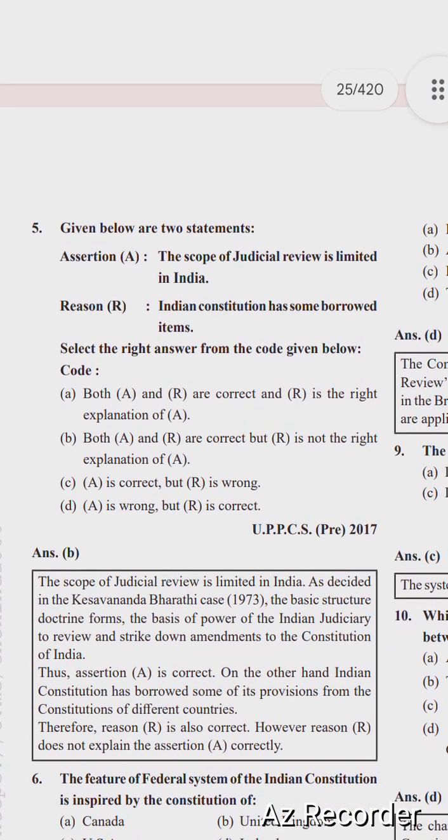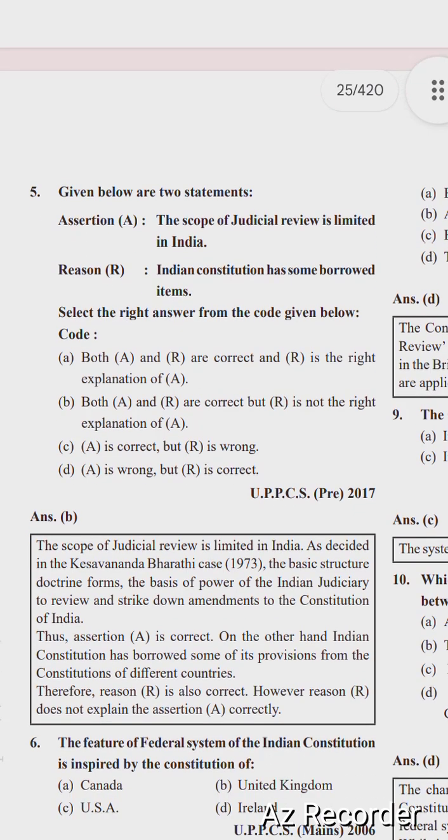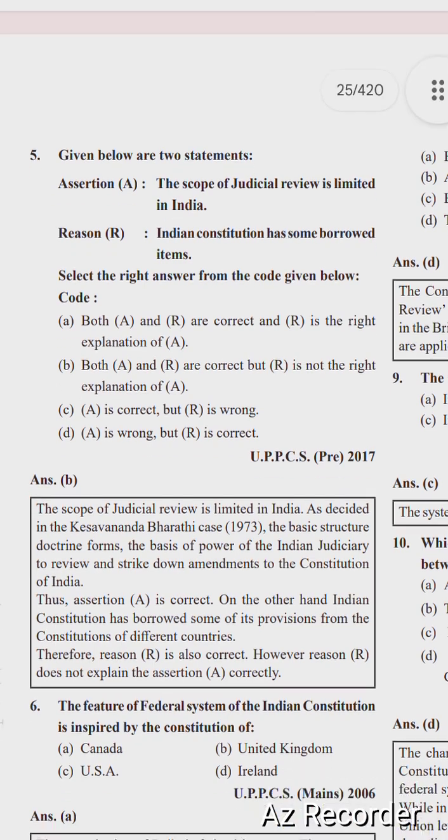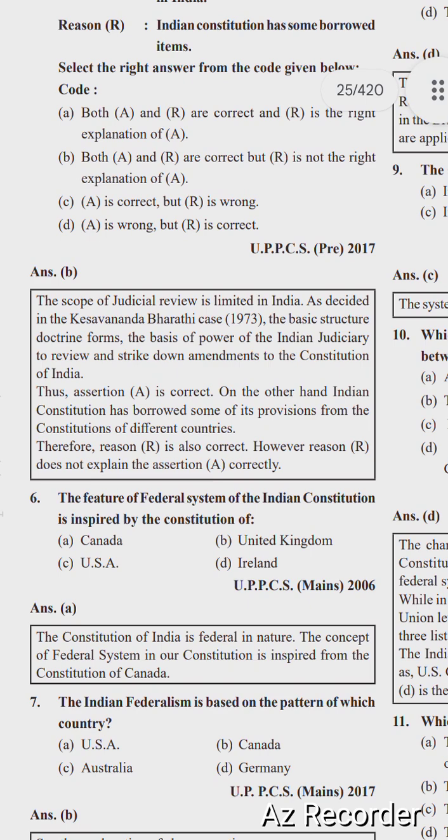Next question: given below are two statements, Assertion and Reason. Assertion: the scope of judicial review is limited in India. Reason: the Indian Constitution has borrowed it. Select the correct answer from the codes given below. Both A and R are correct and R is the right explanation of A. Both A and R are correct but R is not the right explanation of A. A is correct but R is wrong. A is wrong but R is correct. The right option is option B. Both A and R are correct but R is not the right explanation of A.